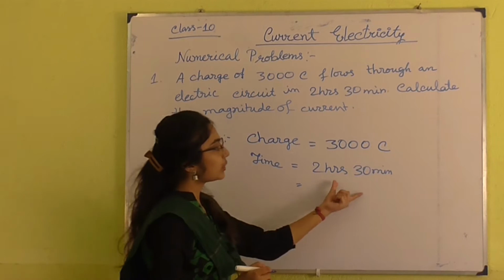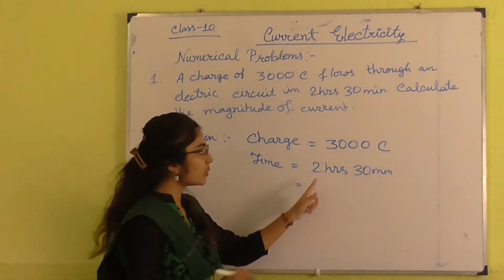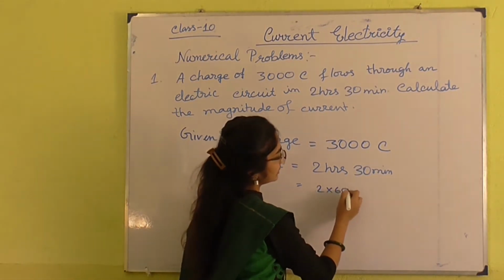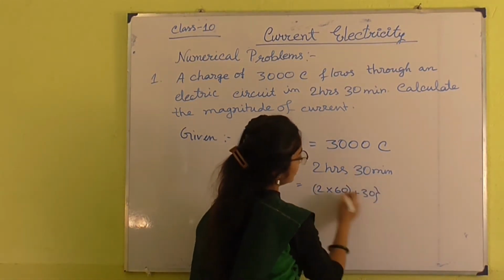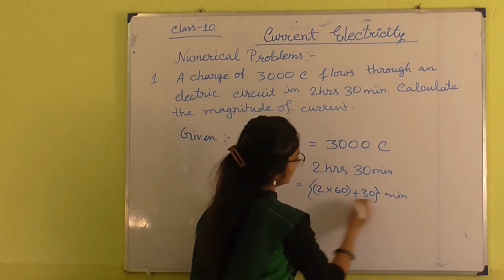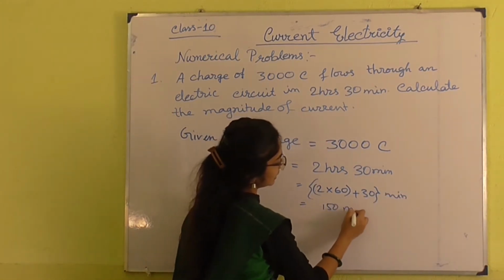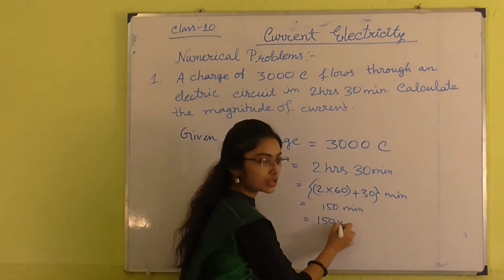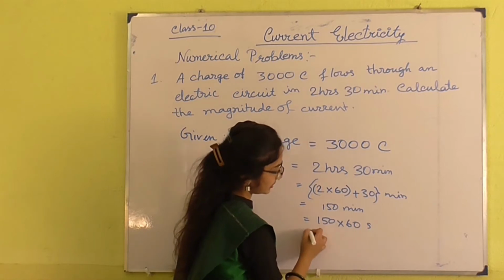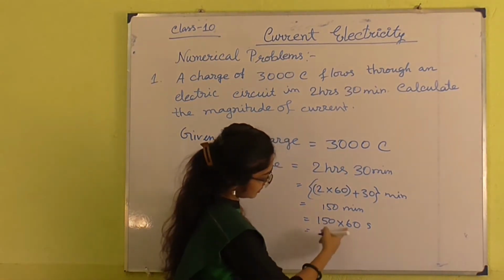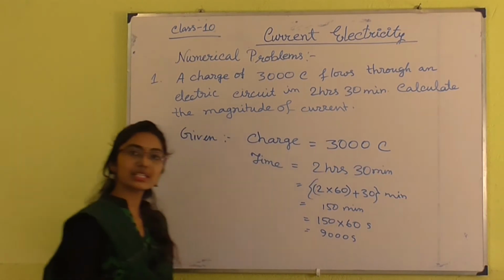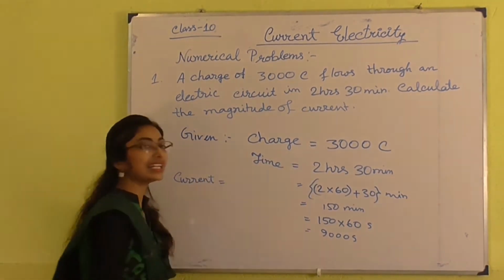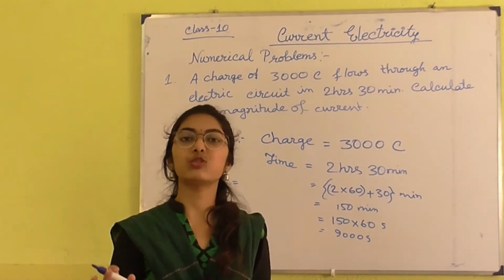One thing, you have to convert these into seconds. So 2 hours means 2 into 60 minutes plus 30 minutes, altogether that is 150 minutes. And these 150 minutes you have to convert into seconds also. So 150 into 60 seconds, that is 9000 seconds.